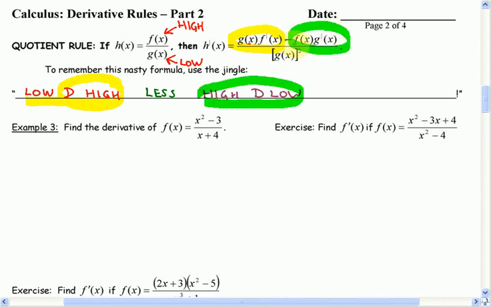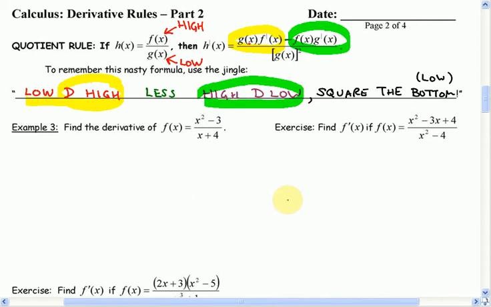Now, how about the bottom? G of x all squared. You have to make this kind of rhyme, right? Or you're just thinking I'm just memorizing a stupid line. So here we go. Low D high, less high D low. And here's the bottom part. I say square. Okay, you see that square, right? I don't want to use low, because that sounds kind of weird. So I say square the bottom. And of course, that just means low. So low D high, less high D low, square the bottom.